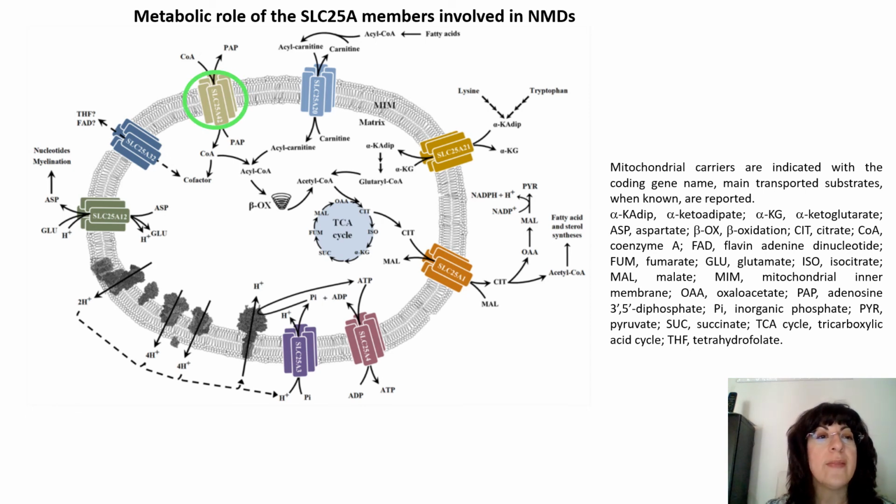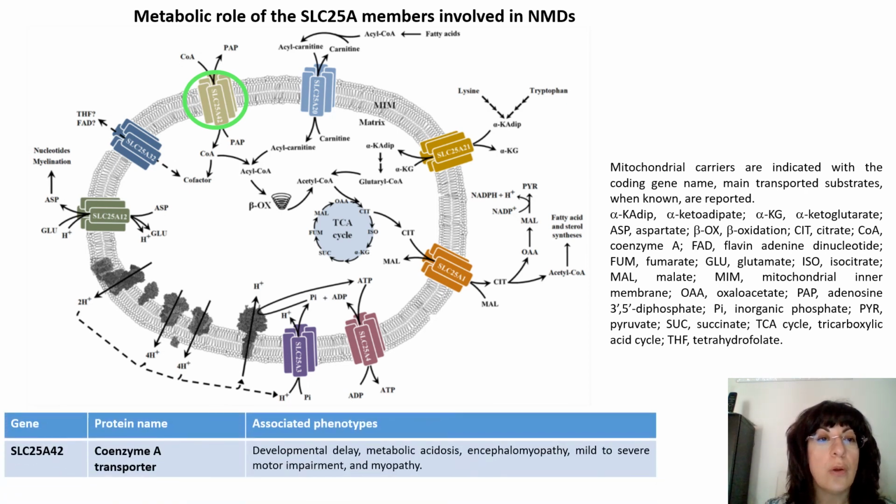Then we have the coenzyme A carrier, which transports coenzyme A into the mitochondrial matrix in exchange for adenosine diphosphate. It has an essential role in many metabolic processes, including the urea and the Krebs cycle, beta oxidation, heme biosynthesis, and so on. Also in this case, we have mutations that can impair its activity, leading to severe phenotypes.